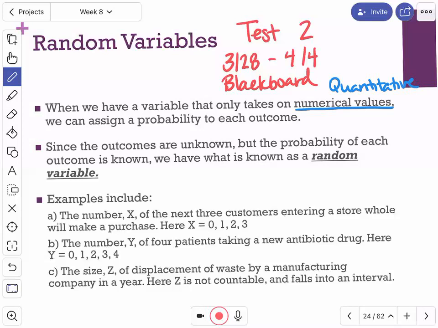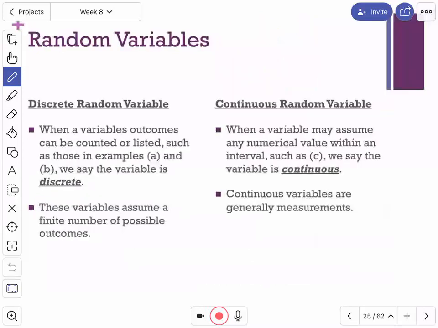So there are two types of random variables. Just like there are two types of numeric variables, there are two types of random variables. There is the discrete random variable, right? A discrete random variable is counted. So that means that your numbers have to be whole numbers. When it's discrete, this just means that it has to be a whole number. That's all this means, all right?